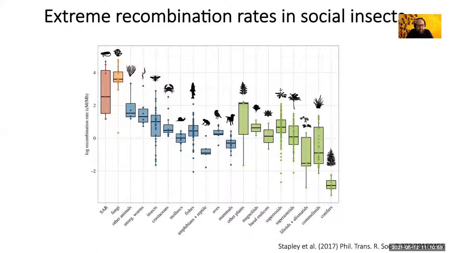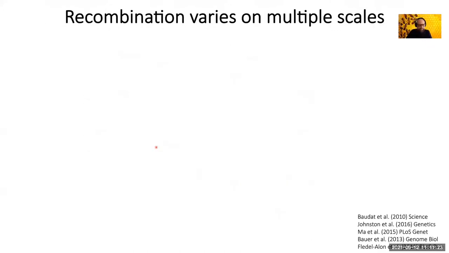governed by selection. If we particularly look here, what's important for this talk is that honeybee has one of the highest recombination rates recorded among all animals, and that this recombination rate is an order of magnitude higher than Drosophila, for example. So recombination rates are extreme in social insects.